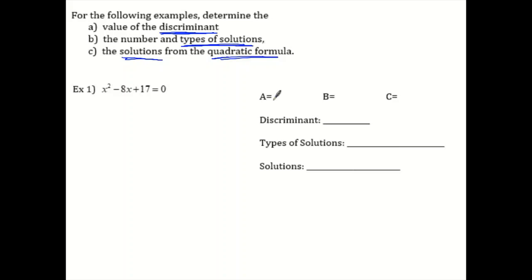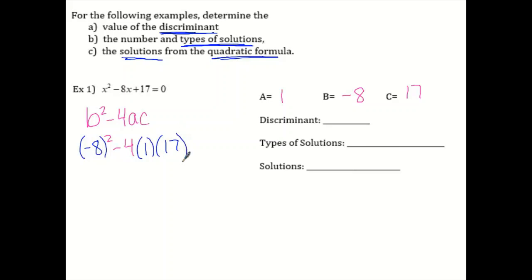And we have to identify my A, my B, and my C, okay? So here, my A is 1, my B is -8, and my C is 17, okay? So my discriminant, I'm going to look at the equation B squared minus 4AC, and I'm going to substitute. So my B is -8, so I get -8 squared minus 4. My A is 1 and my C is 17.